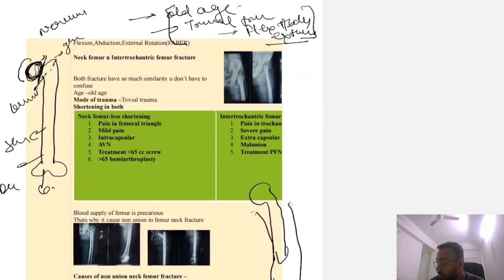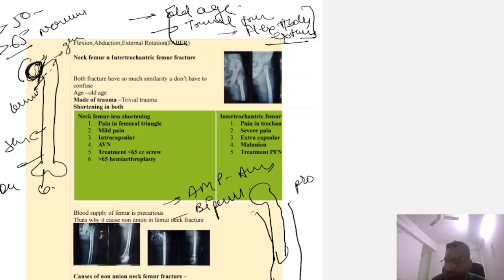So in neck femur fracture, if the age is greater than 50 or greater than 65, then we will replace the femur head with a prosthesis. The prosthesis could be AMP, that is Austin Moore prosthesis, or bipolar. Now the question arises: how many years will this prosthesis work? It will work for 10 to 15 years, and then you have to replace it again.